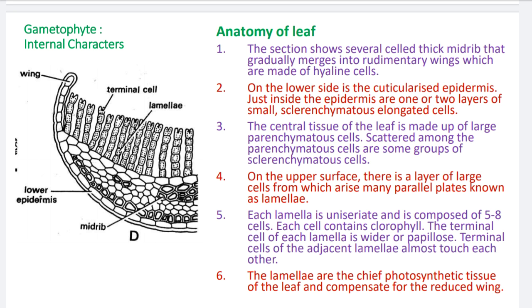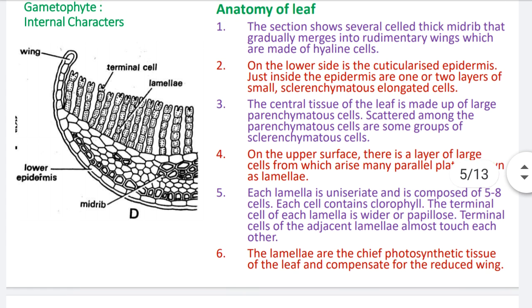Number 6: the lamellae are the chief photosynthetic tissue of the leaf and compensate for the reduced wing. These lamellae are the major source of photosynthesis, and major photosynthesis is done by these leaves of the Polytrichum. So in this way we can stop here.